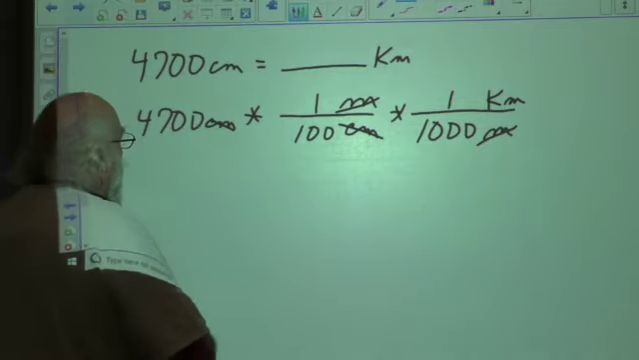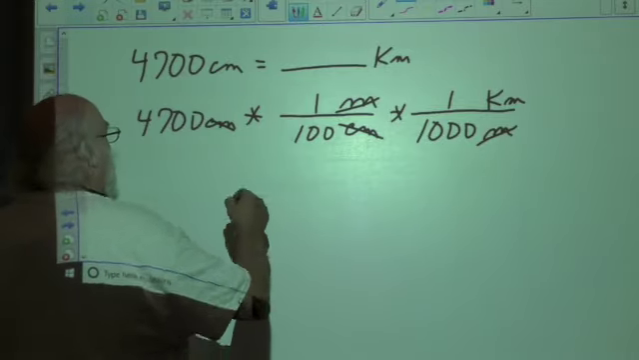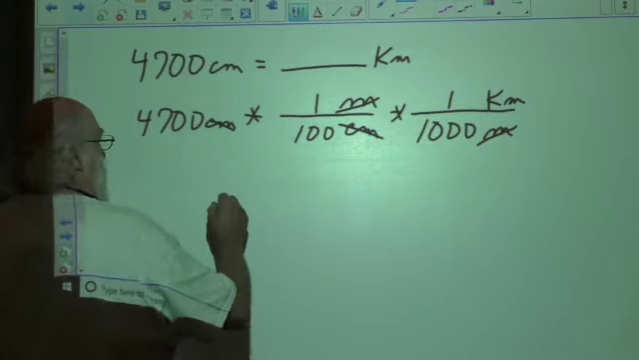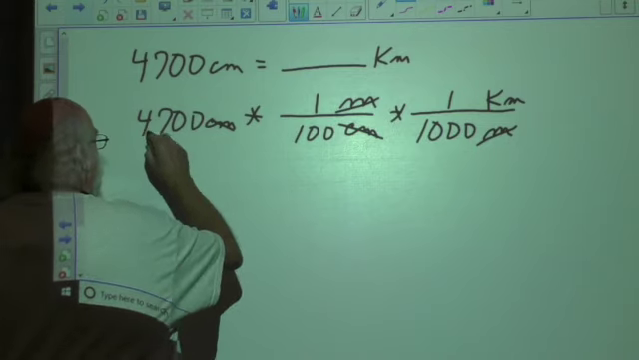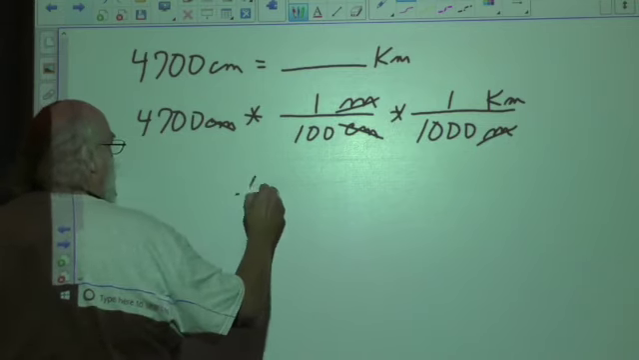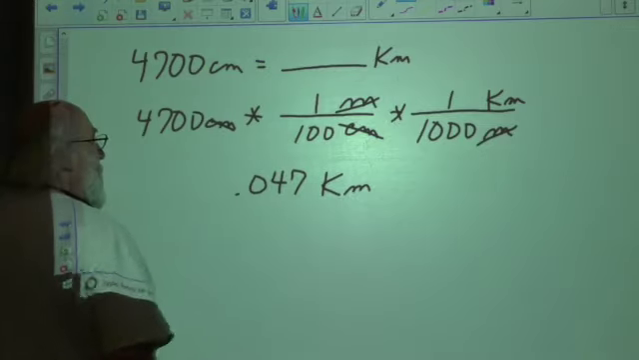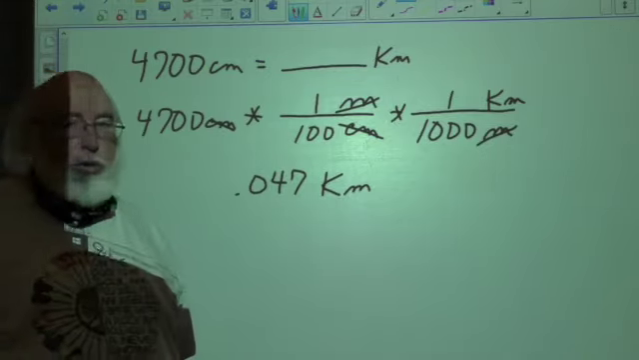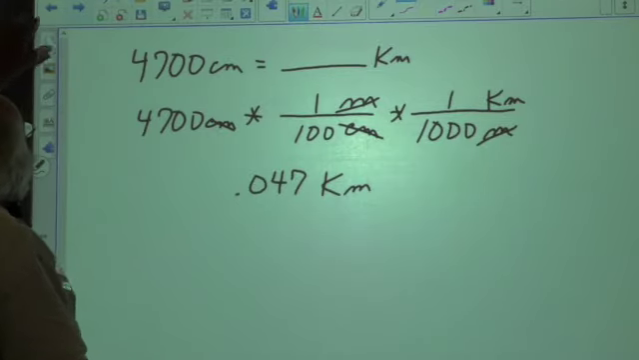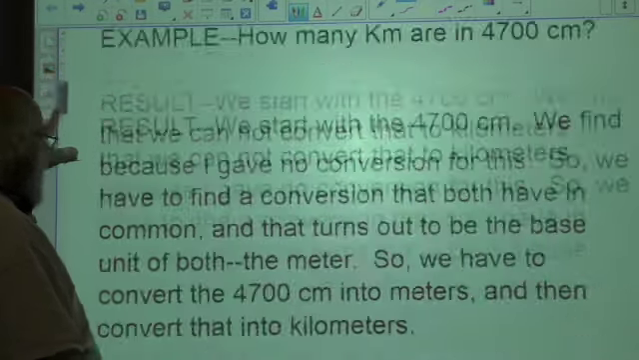All right, so you divide this out, and you get for an answer 1, 2, 3, 4, 5. So 0.047 kilometers should be your answer. Okay? So, let's take a look at the next example.